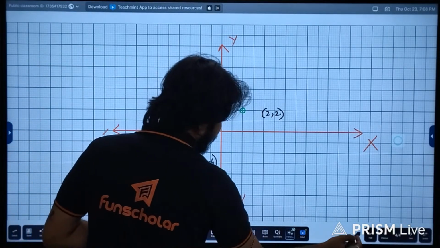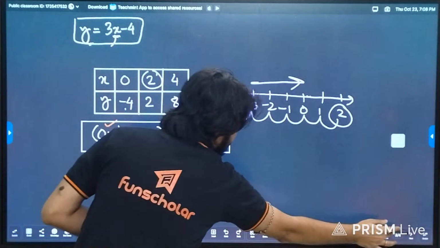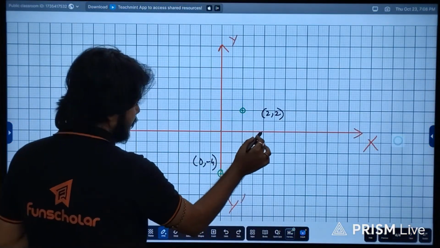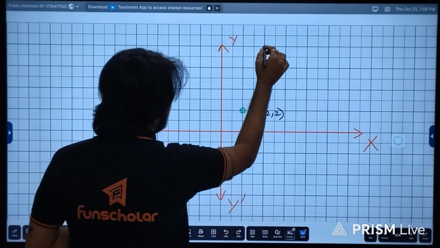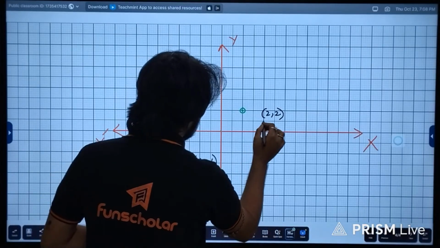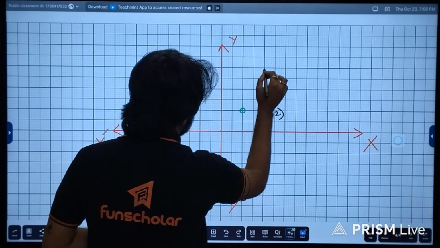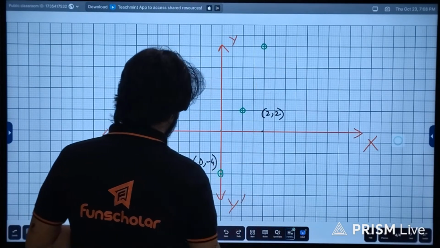And the third point is 4 comma 8. This point is 4 comma 8.